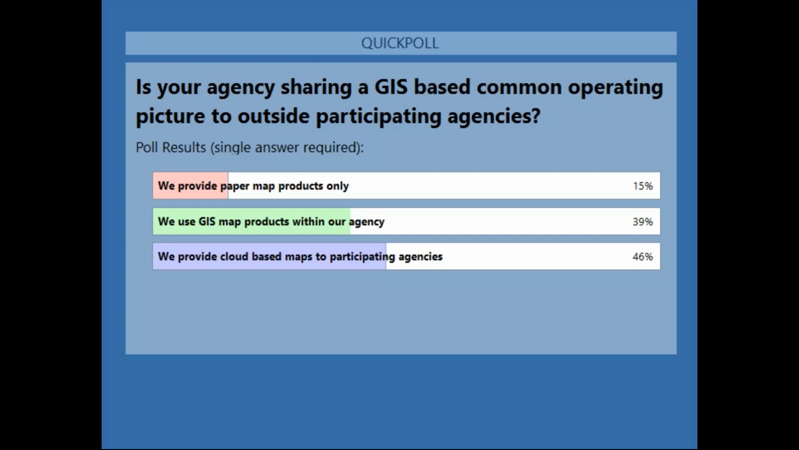And so we've got our answer now: is your agency sharing GIS-based common operating pictures to outside participating agencies? We provide paper map products only is at 15%. We use GIS map products within our own agency at 39%. That's still a good answer. And we provide cloud-based maps to participating agencies at 46%. So pretty good use of GIS in that question.